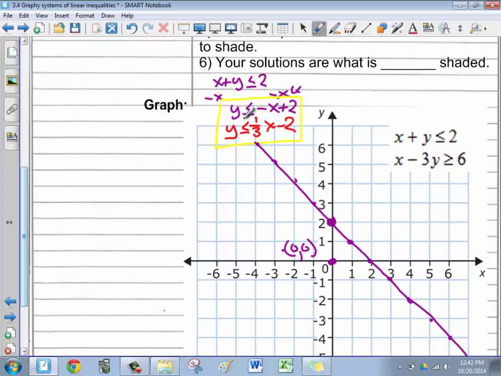Because this says equal to, we're going to shade below if it's true, above if it's not true. So let's see what happens to this. We'll bring this over here. I got y is less than or equal to negative x plus 2.